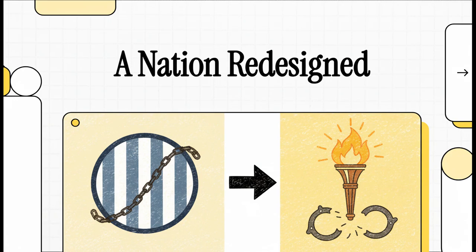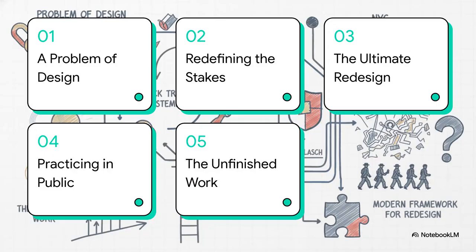Welcome to The Explainer. Today, we're diving into one of the most transformative moments in American history, but we're going to look at it through a really unique lens, the lens of design. We'll see how a nation, one built on a deeply flawed and contradictory design, was literally forced by crisis to redesign its entire identity. So, here's our roadmap.